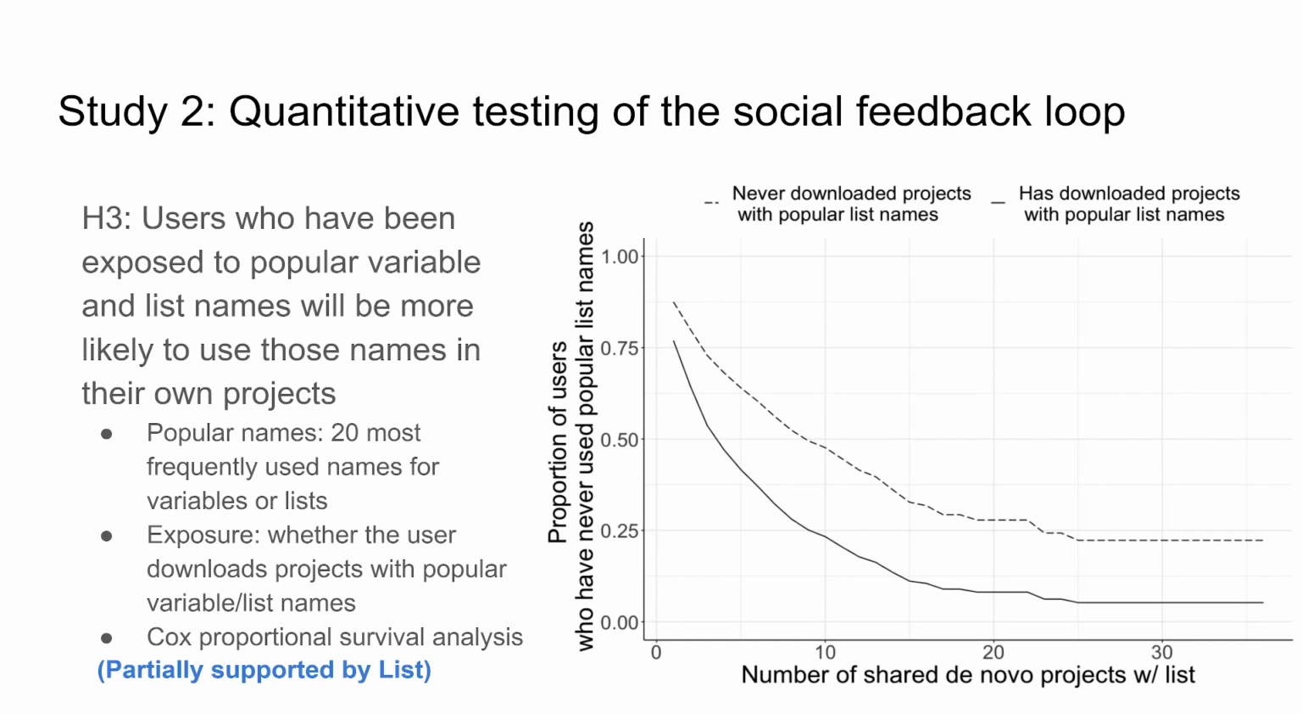Users who have been exposed to popular list names, represented by the solid line in the figure, will be more likely to use, in other words, less likely to never use, popular names in their projects, compared to users who have never downloaded projects with popular list names, represented by the dashed line.